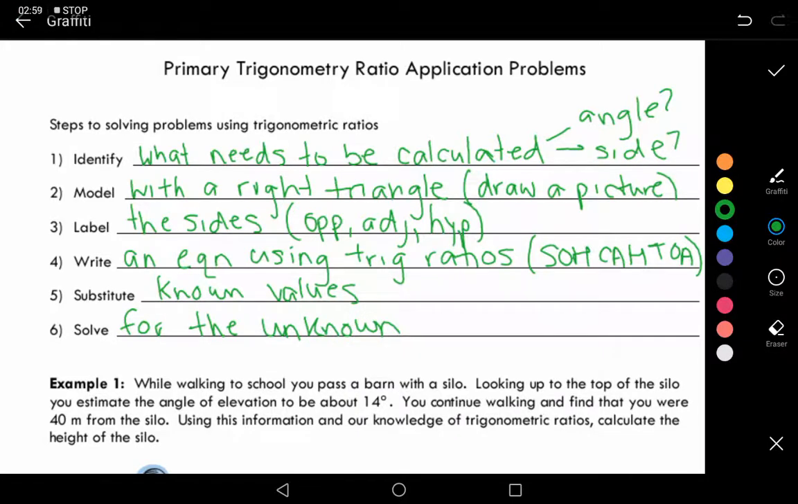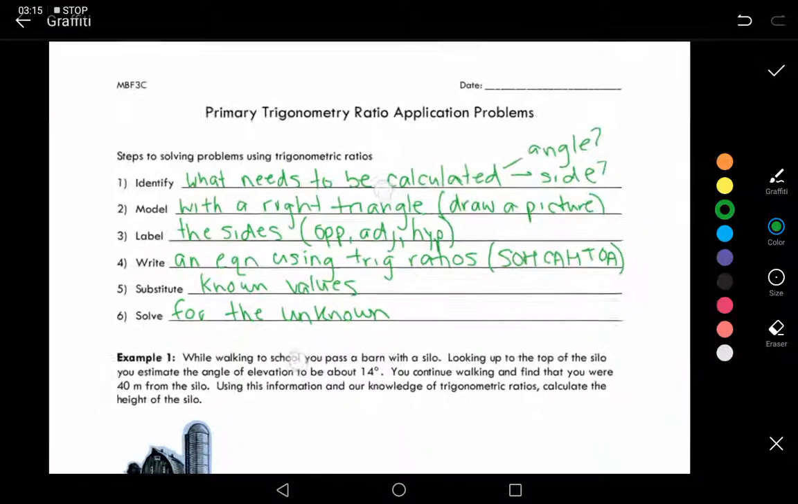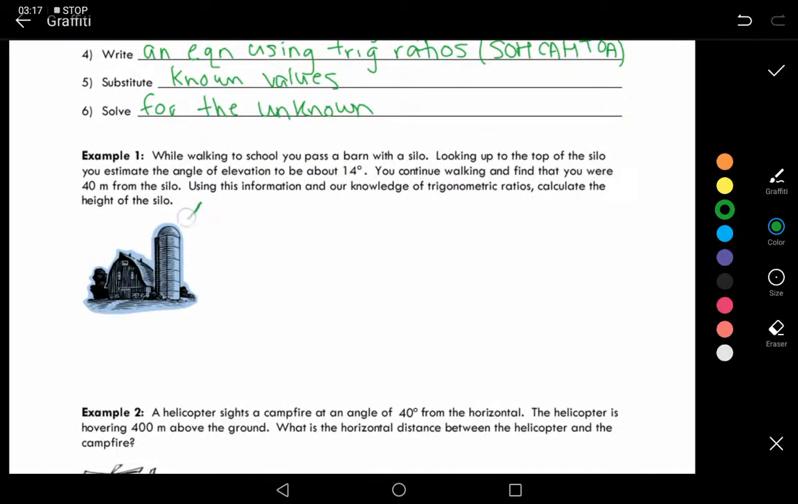Okay, so some of these steps are the same as those first two notes. Obviously, there's just a couple more things we need to do when we're dealing with these word problems. Okay, so let's look at a couple of examples here and go through these 6 steps in order to find an answer.